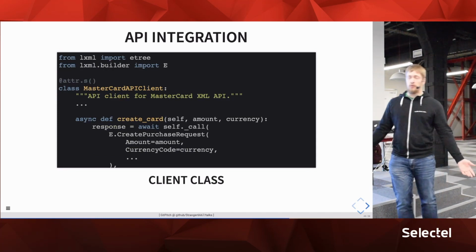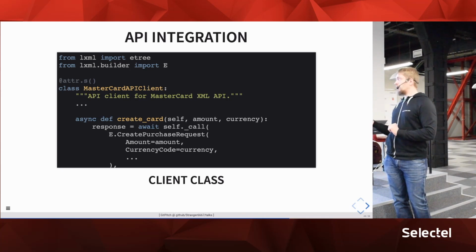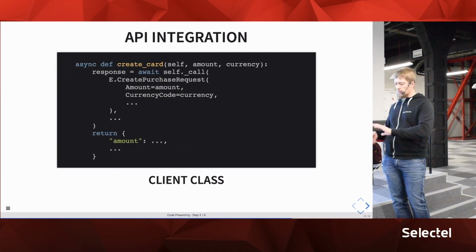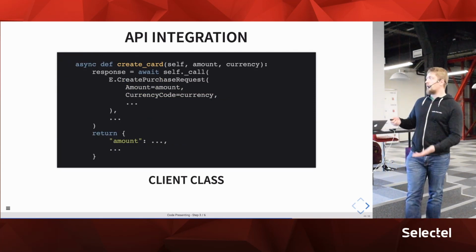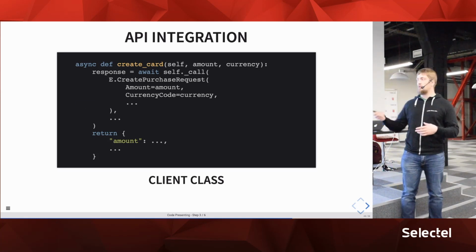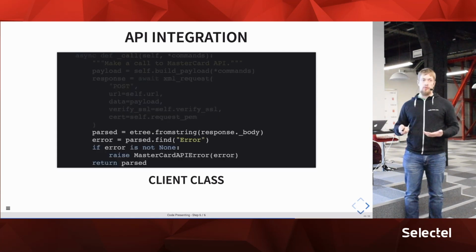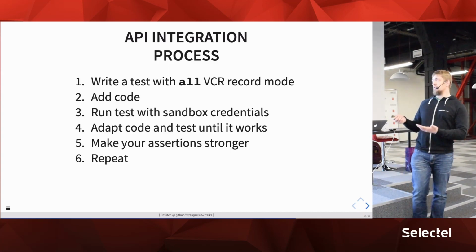It failed. Then I wrote a little bit of network code. I created some XML payload, added some parsing, and I was running it. I was iterating over it, and eventually I got what I wanted. So I got this HTTP client for this MasterCard API.